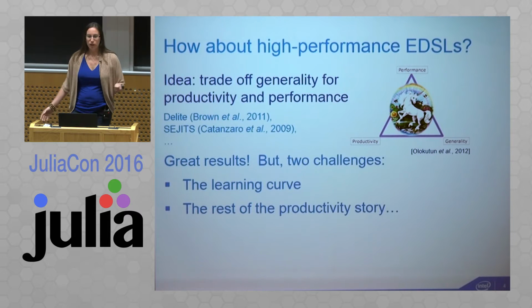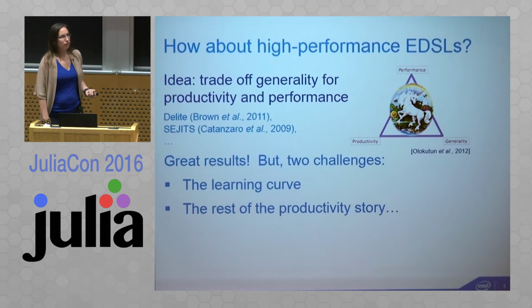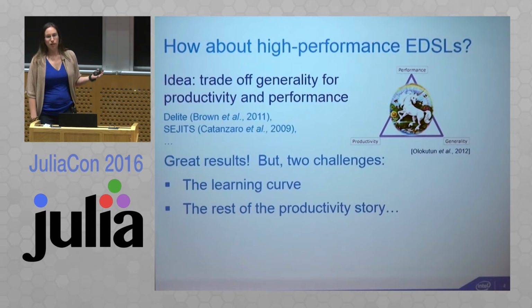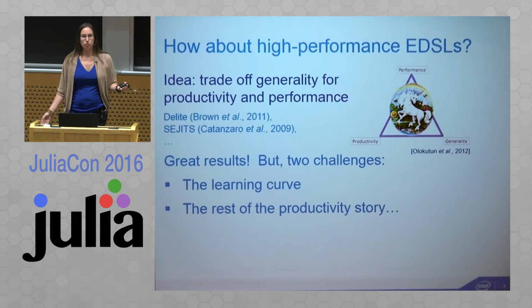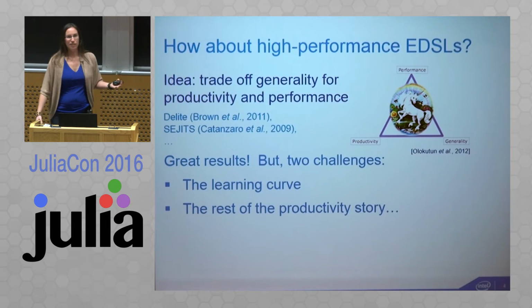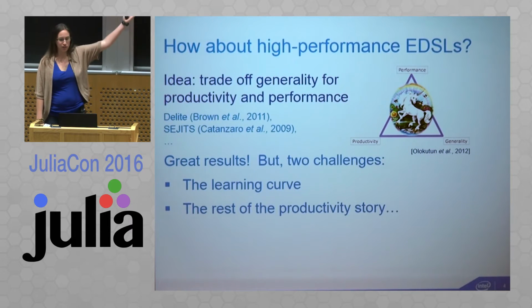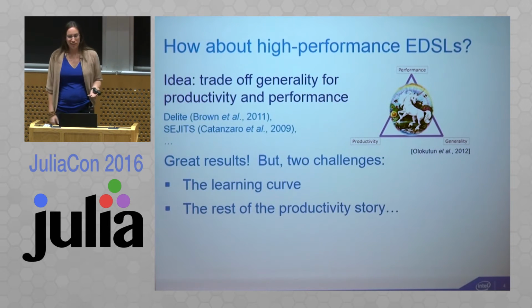And there are others as well. So I really like this three-way trade-off that the Delite team at Stanford formulated between generality, productivity, and performance. In other words, they say by using DSLs, we give up generality to get productivity and performance. And the idea is that the combination of all three is this magical unicorn that doesn't exist.